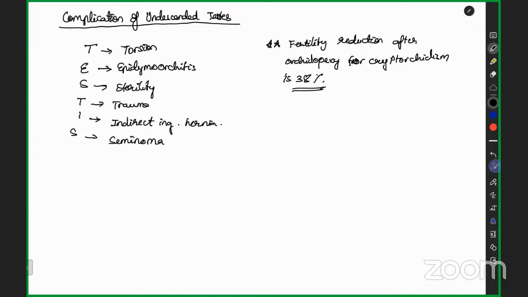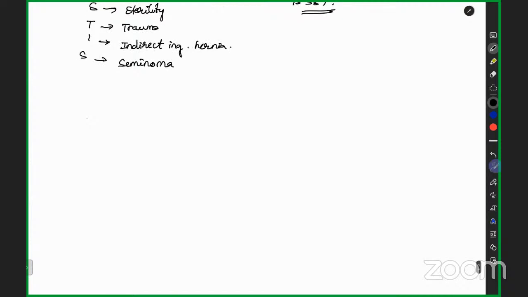So, this is going to be the procedure that is done in orchidopexy. Very good, Lavanya, for answering. It is Stephen Fowler, orchidopexy. Okay, very good. So, now let's move into the next one.